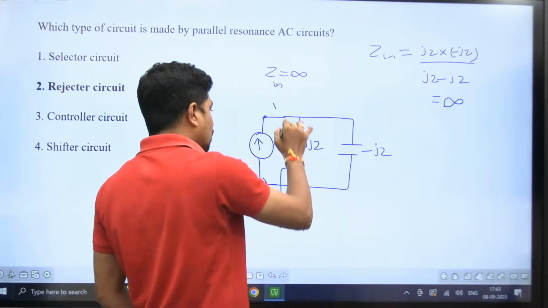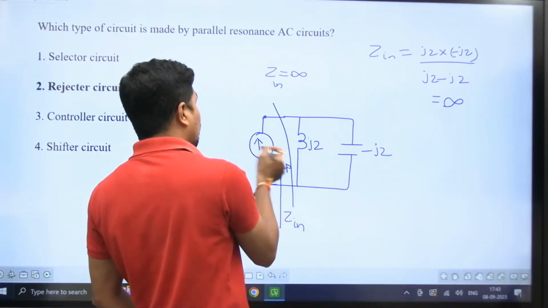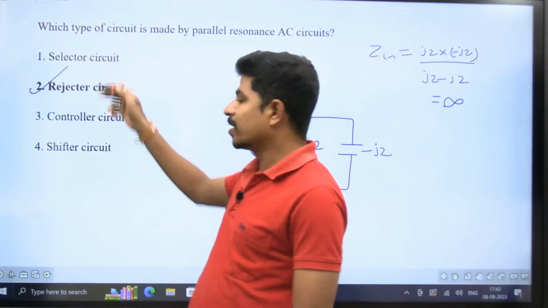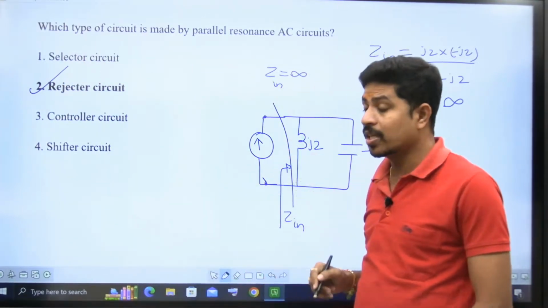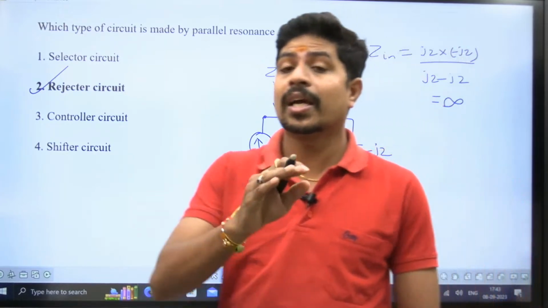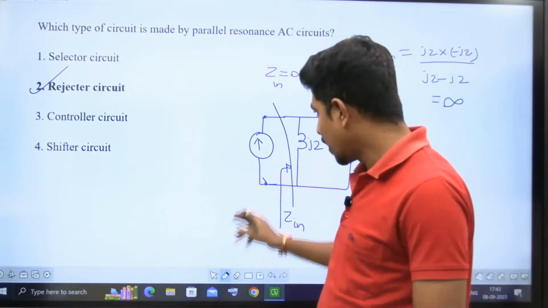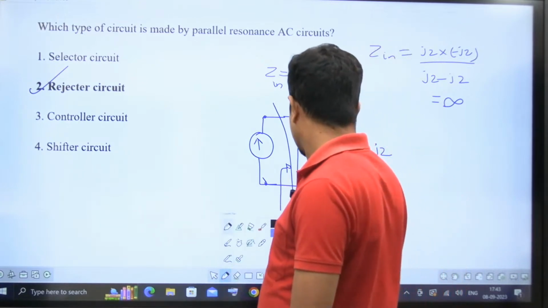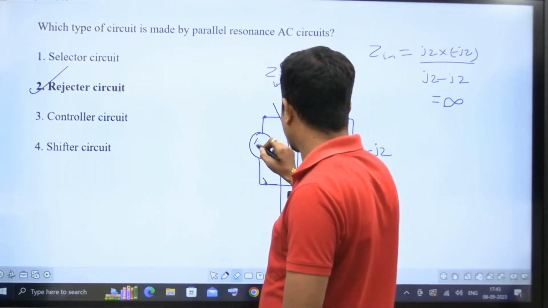This particular circuit is not taking this particular current source. It is rejecting it. Therefore, it is a rejector circuit. In fact, I should not give a current source here. Current never exists in an open circuit. I should not give a current source here, right? So fine, instead of current source, I'll take it as voltage source.